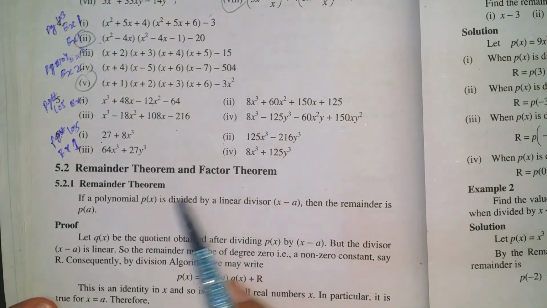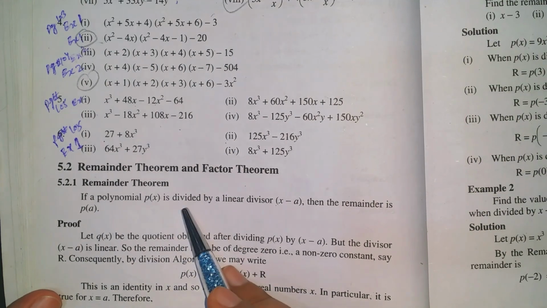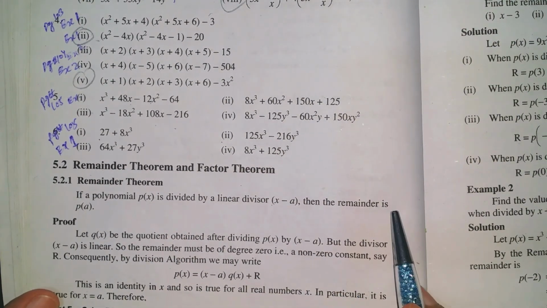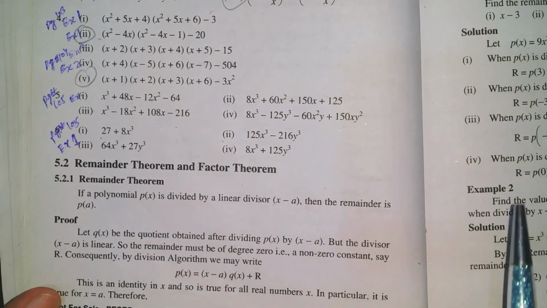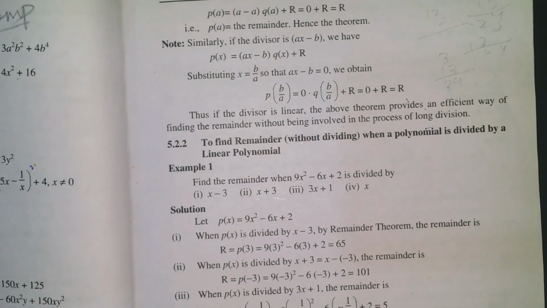Remainder theorem and factor theorem. If we have a polynomial p of x divided by a linear divisor x minus a, then the remainder is p of a. We'll use this theorem in examples.